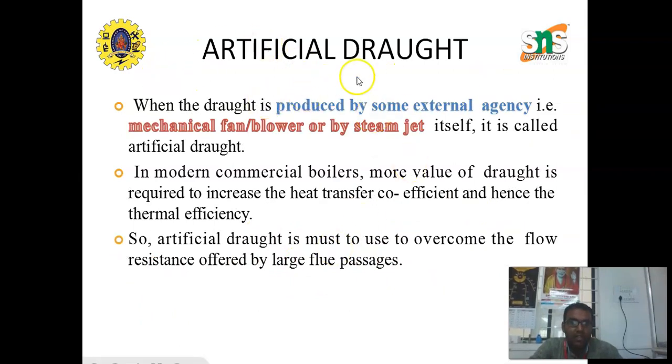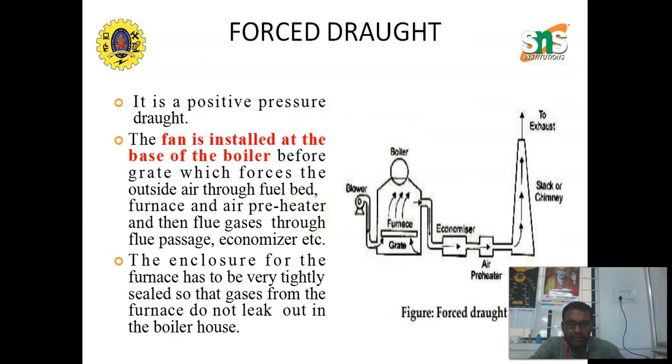The second type is the artificial draught. It is produced by means of some external agencies, that means a mechanical fan or blower, or by means of a steam jet. In modern commercial boilers, a higher value of draught is required to increase the heat transfer coefficient and hence the thermal efficiency. So, artificial draught must be used to overcome the flow resistance offered by the large flue gases.